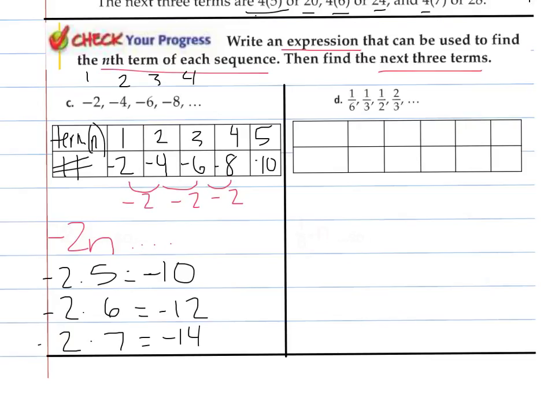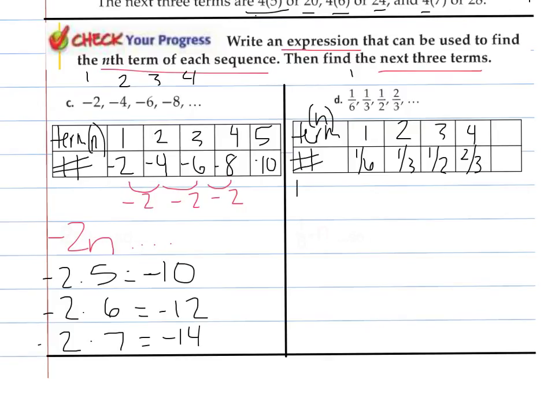Over here, we'll do the same thing. Our term, which is n, and the number that comes out. First term is 1/6, second term is 1/3, third term is 1/2, and the fourth term is 2/3. If you are unable to tell the difference on this, since we know that we should be adding going forward, what you can do is subtract going backwards.